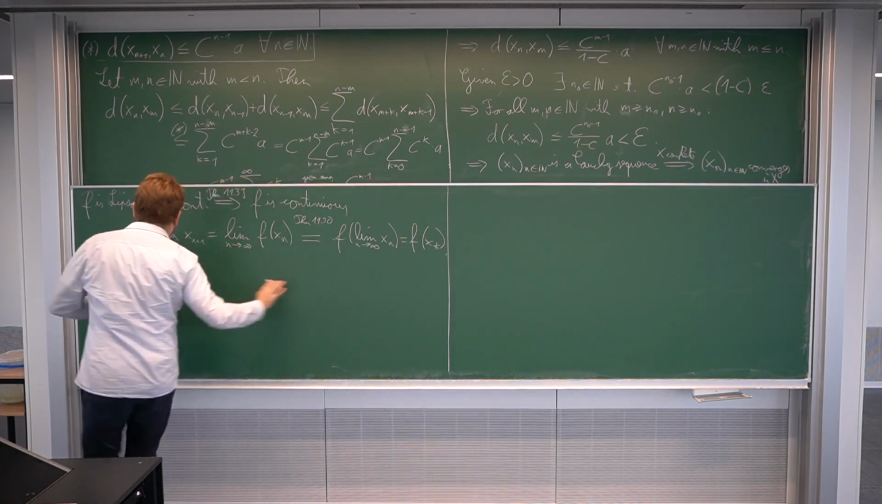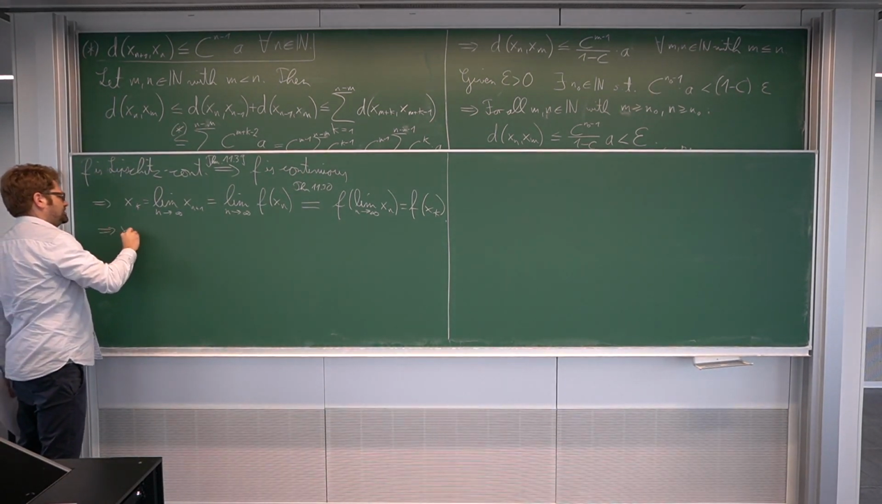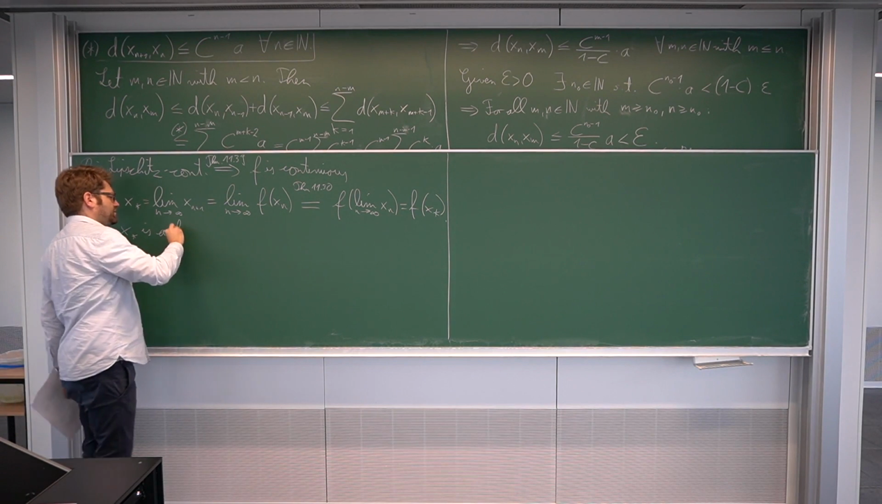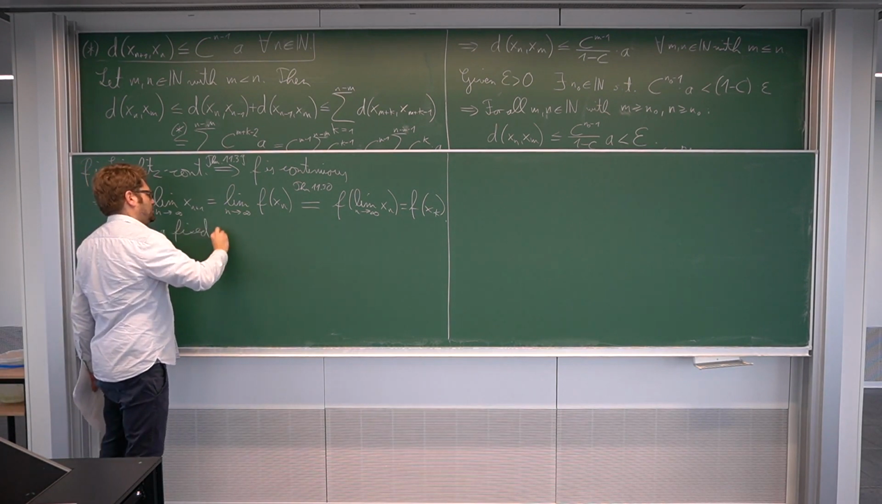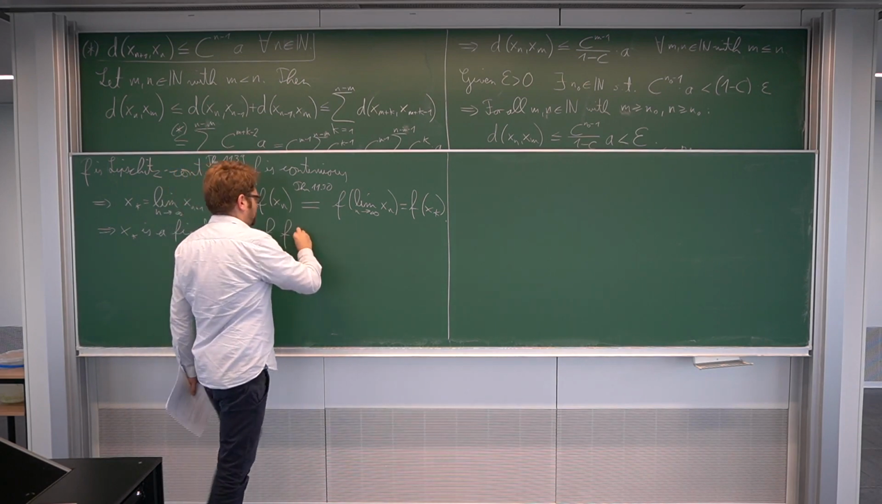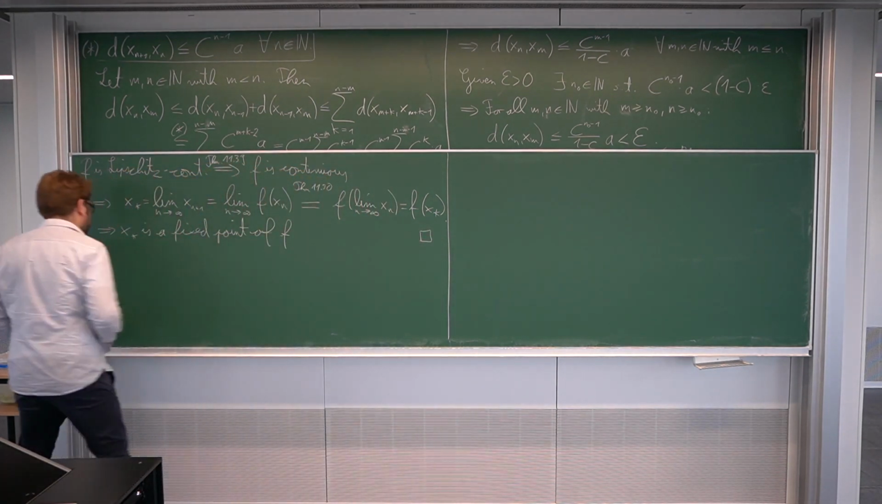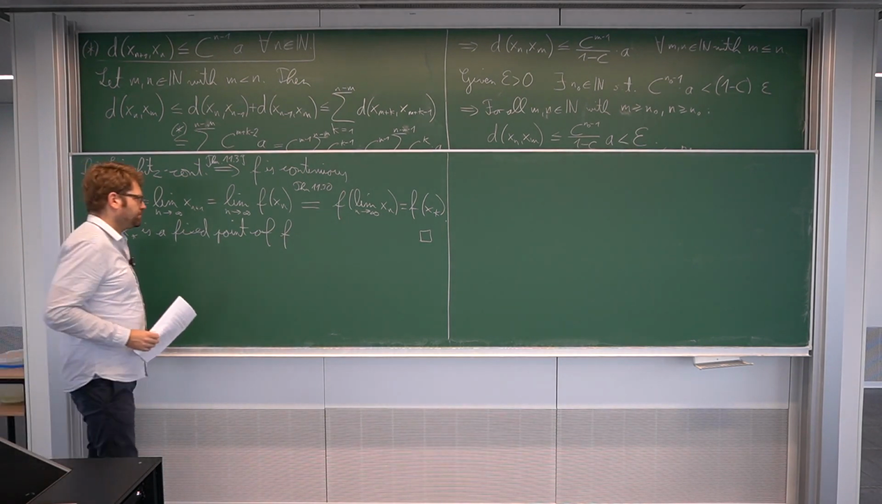So x star is indeed a fixed point. So x star is a fixed point of f, and this is all I wanted to show. So this gives the existence of a fixed point. Uniqueness has been shown before, so this proves Banach's fixed point theorem.